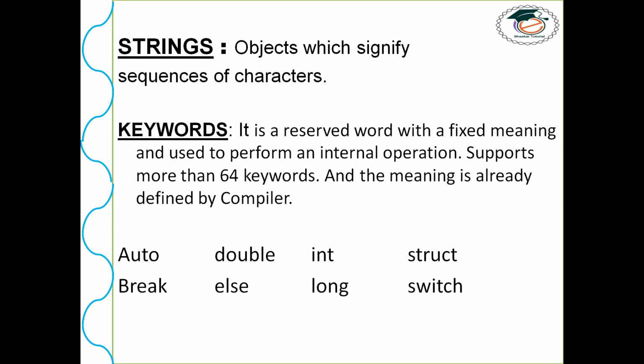And next is keyword. It is a reserved word with a fixed meaning. A keyword has a fixed meaning to perform an internal operation, and it supports more than 64 keywords. Here are some of the keywords I have given you: auto, double, int, struct, break, else, switch, long, if, while, do, sort, union, return, for, class, catch. There are many more. In total we have to know that 64 keywords are there.